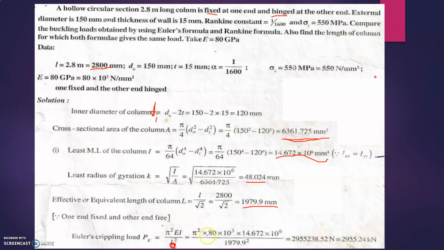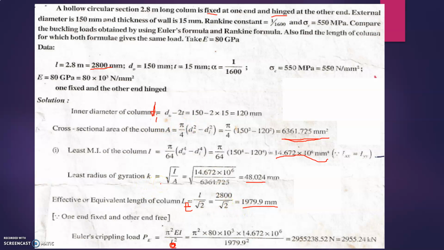So that is pi square into 80 into 10 raised to 3, that is E, and I is equal to 14.672 into 10 raised to 6 divided by L effective, that is this is L effective. LE you can write is equal to 1979.9 whole square. Simplify this, you get 2955.24 kilonewton or 2955.24 into 10 raised to 3 Newton.